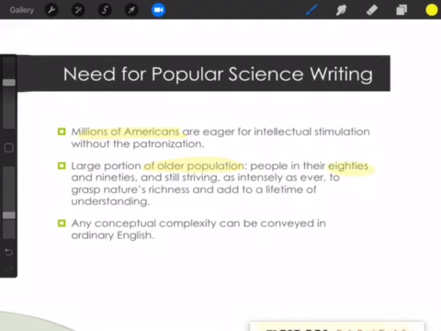This means people in their 80s and 90s that are still striving as intensely as ever to grasp nature's richness and add to a lifetime of understanding. So we don't want to exclude this audience, especially in Scientific American. That's a huge demographic that they sell to. So keep in the back of your mind that they are a little bit older.